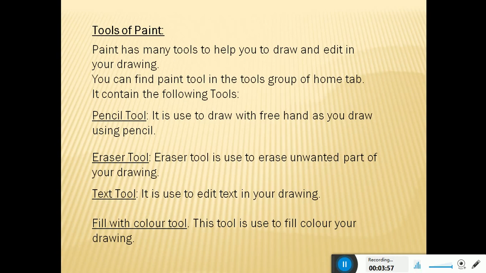Now the next tool is eraser tool. Eraser tool is used to erase unwanted parts of your drawing. Next is text tool, which is used to add text in your drawing. Fill with color tool is used to fill color in your drawing. Now move on to the next slide.